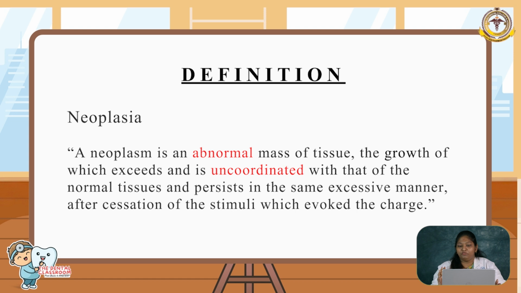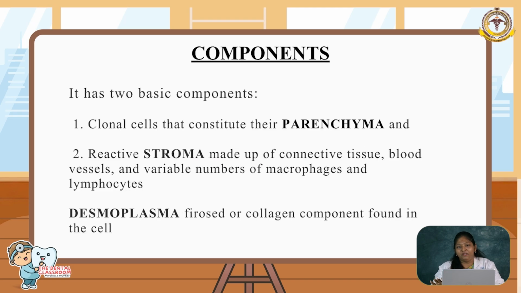With this basic knowledge, since I don't want you to memorize the definition, I'm just explaining this. The concept of the definition of neoplasia is abnormal growth, which is totally unconditional, which will persist even after the cessation of the stimuli. So this is the definition of neoplasia, that's a new growth proliferation. Next is the components. These few words are to be known to understand neoplasia better in further topics.